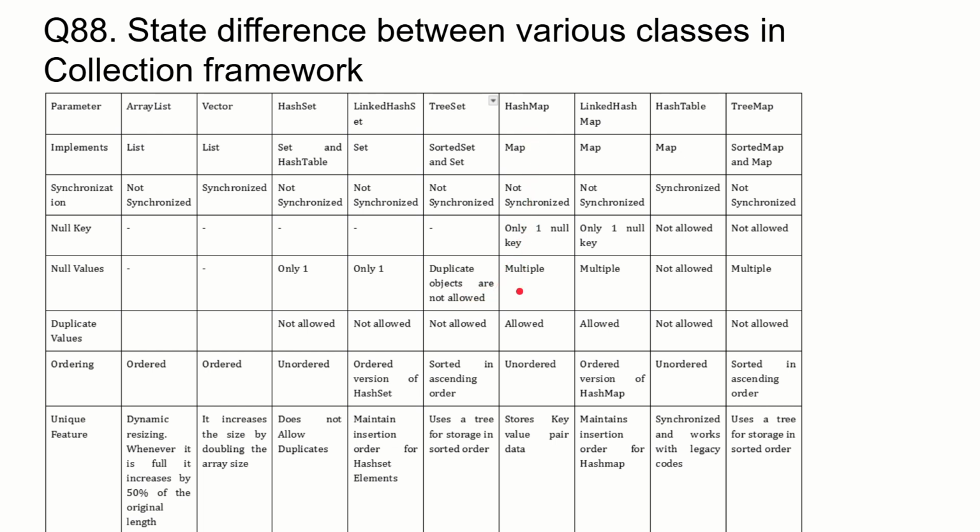In HashMap, multiple null values are allowed. Linked HashMap also allows multiple null values. Hash table does not allow null values. Tree map allows multiple null values.